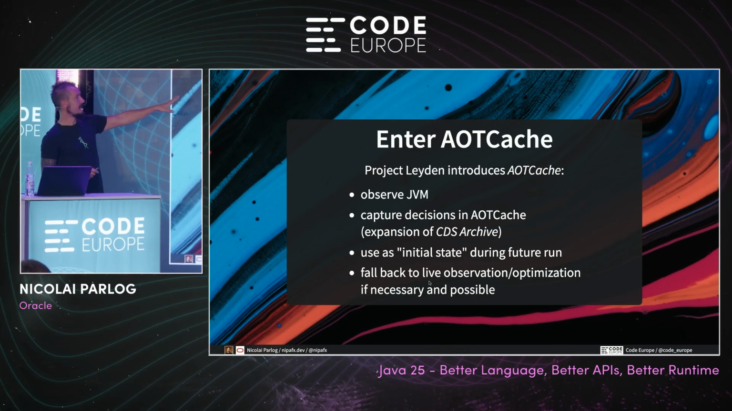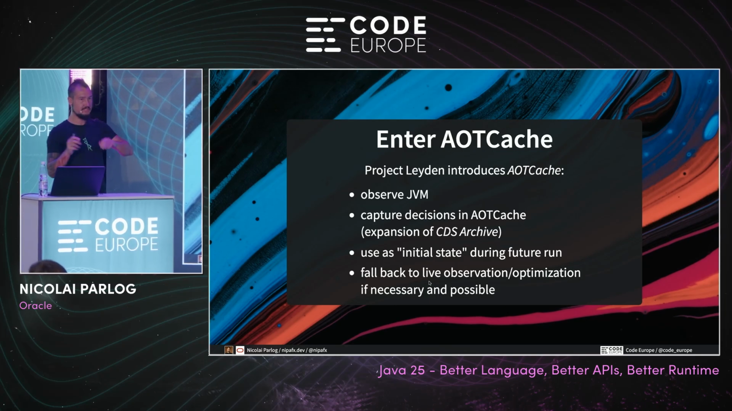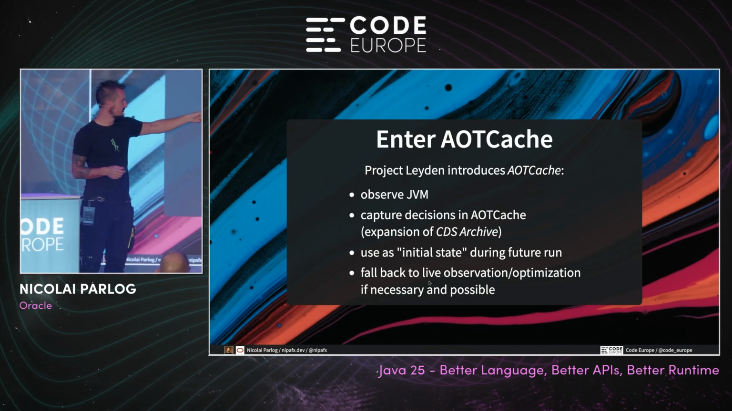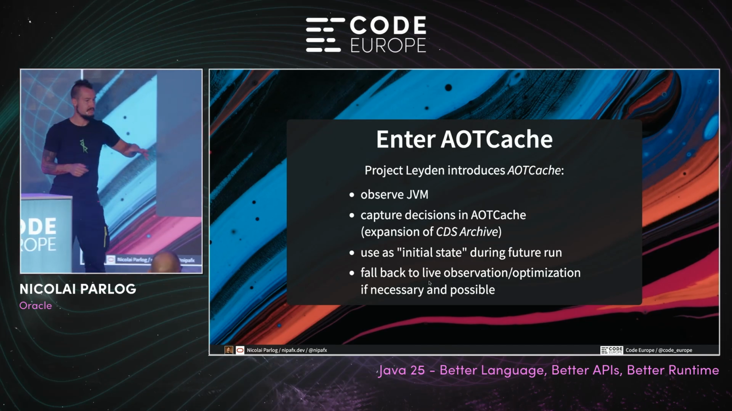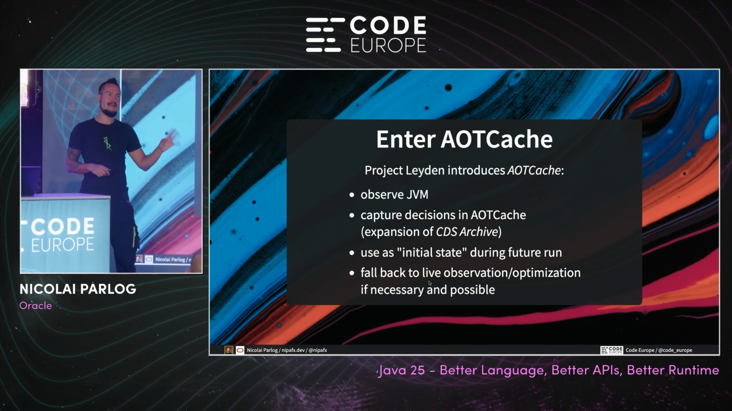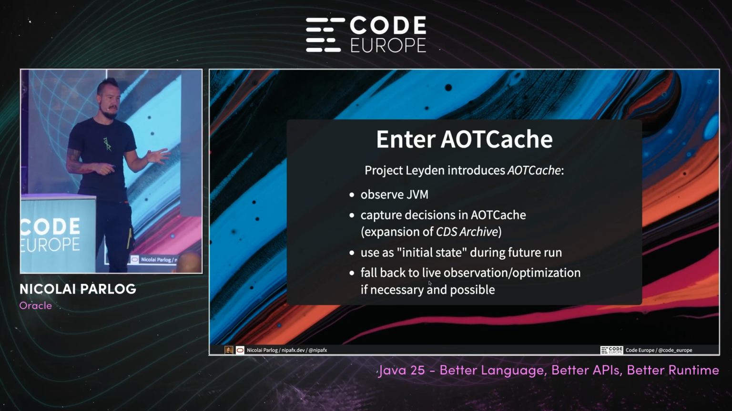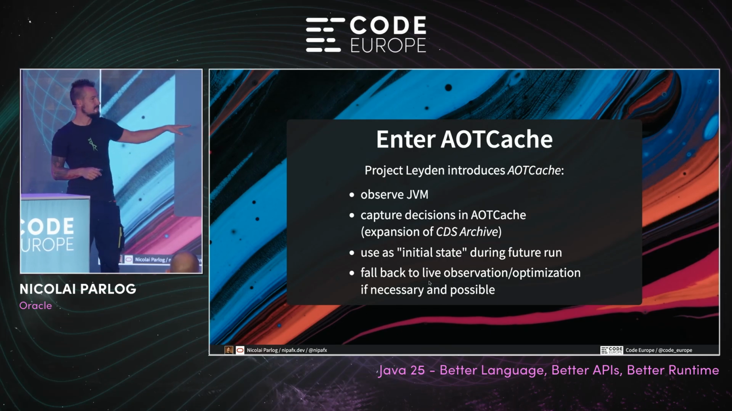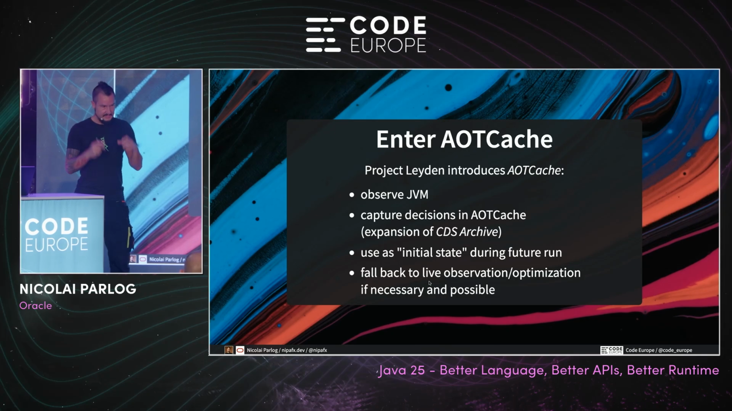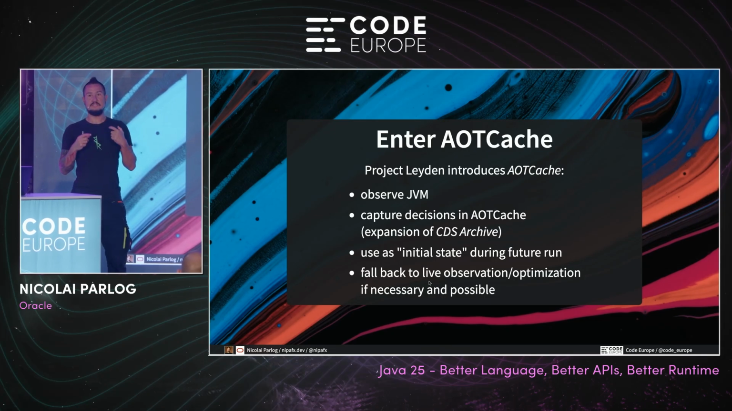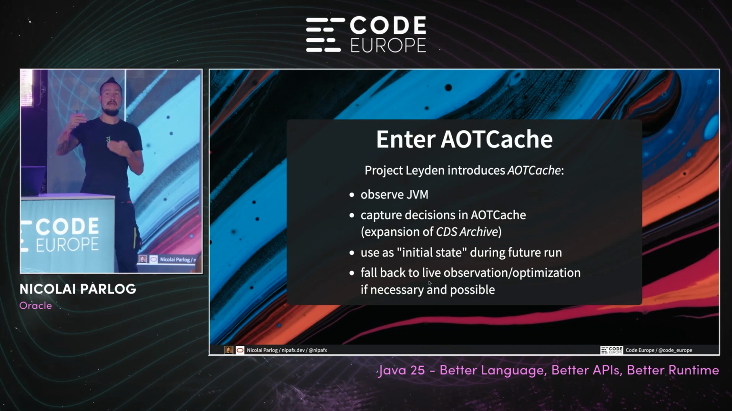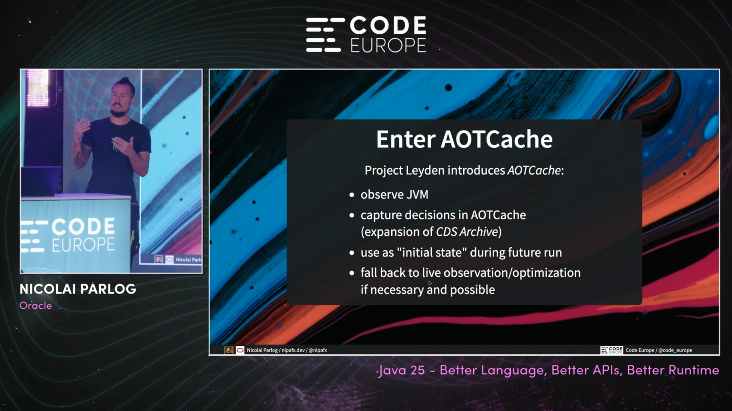So that's what Project Leiden introduces. It's called an AOT cache, an ahead of time cache. And the general idea is what I just described. You observe the JVM, you capture all kinds of decisions in the AOT cache. And if you heard about class data sharing and the class data sharing archive, the CDS archive, then this seems familiar. It is an extension of that. And then this initial run, or this training run, is used as an initial state for a future run. I'm saying initial state because the JVM will still do its thing.